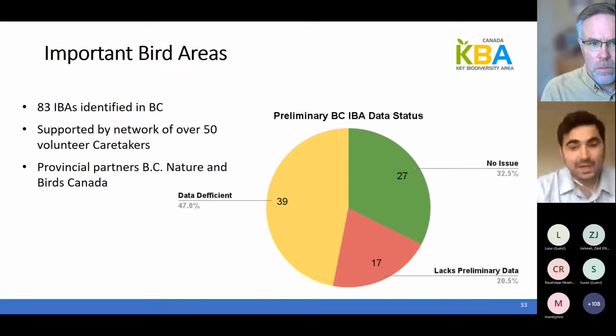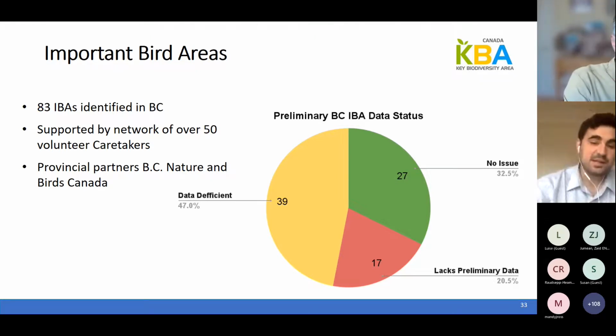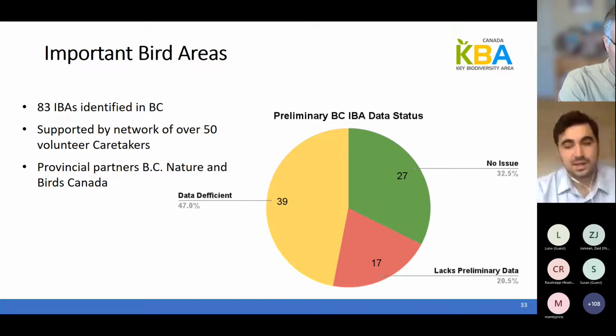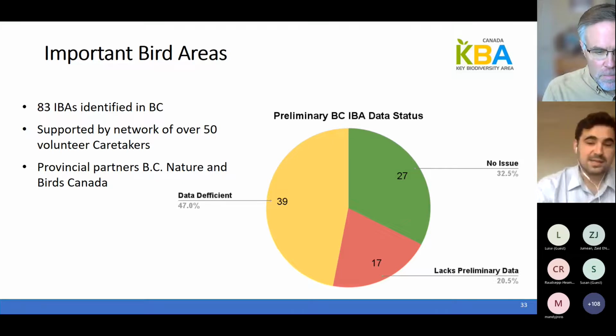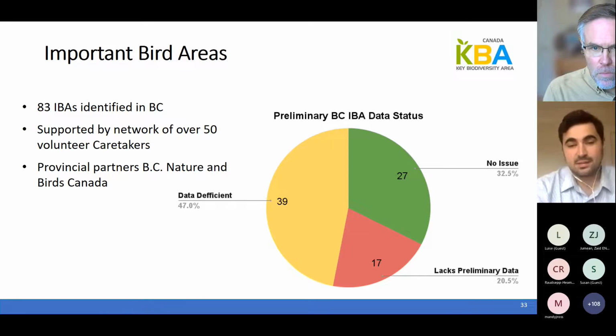39, so about half, came in as data deficient, meaning that the data for those sites was either from 1 year of data, one observation, or the data was outdated. We're currently looking into those ones to see if there's data missing from the analysis that Birds Canada conducted, i.e., written notes, things that caretakers wrote down, or simply databases that weren't included in Birds Canada's analysis. And then lastly, 17, or about 1/5 of IBAs lacked preliminary data, meaning there was no data included in the databases that Birds Canada reviewed to ensure that they qualified as a KBA.